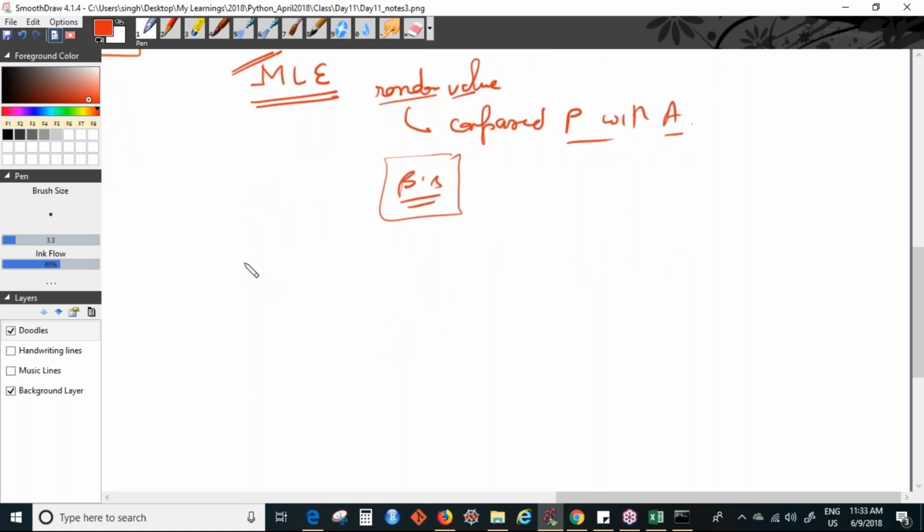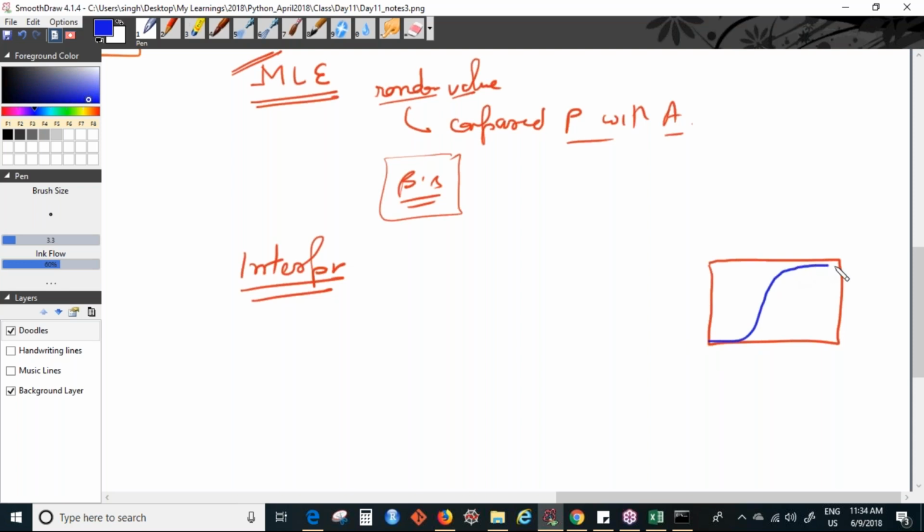Then we learned about the interpretation of the equation. We saw the S curve here. This is the equation of logistic regression.